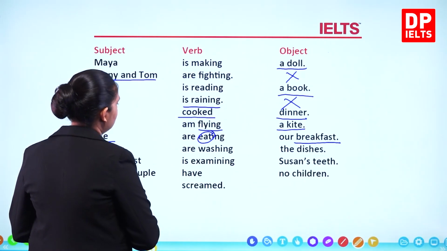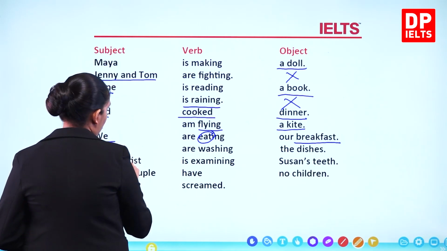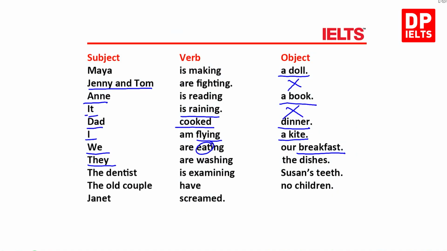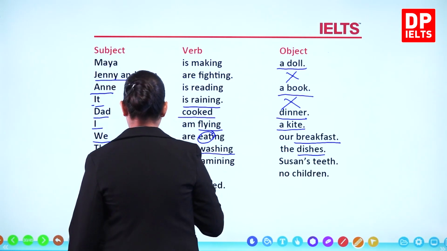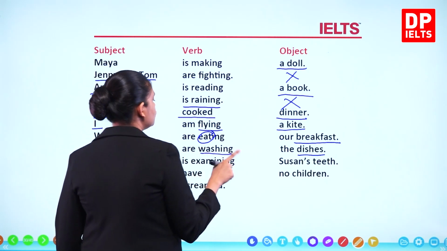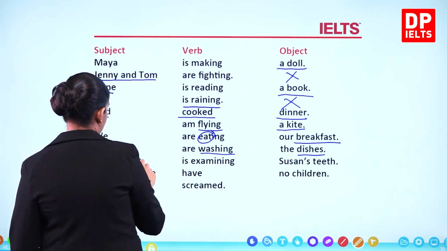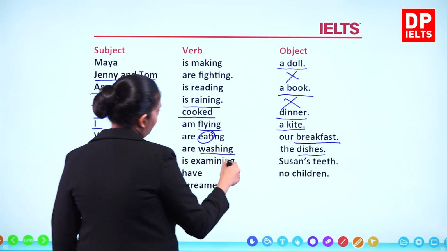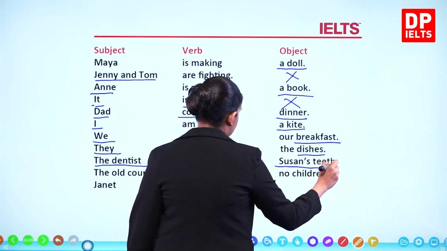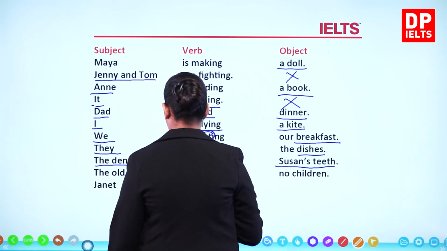They are washing dishes. Who are washing dishes? They. What are they washing? Dishes. What is their activity? Washing. The dentist is examining Susan's teeth. Who is examining? The dentist. What is he examining? Susan's teeth. What is his activity? Examining.